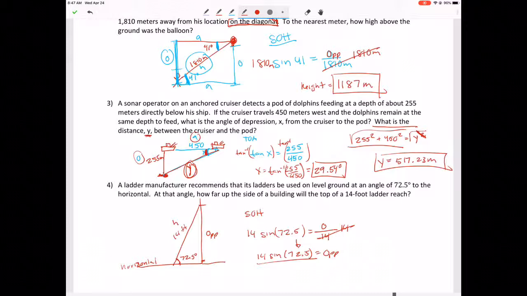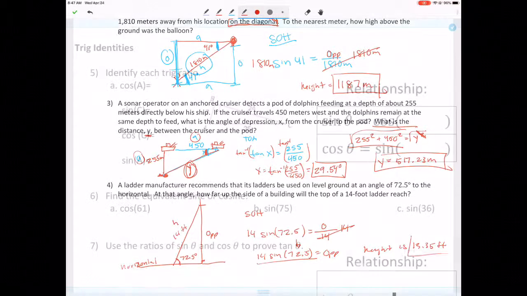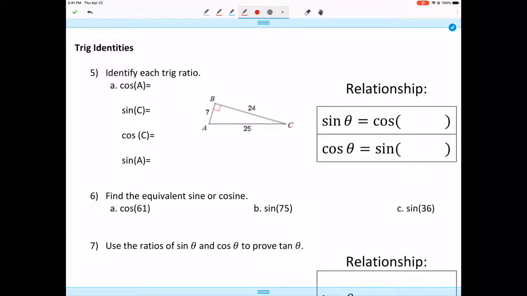And we'd plug that in our calculator, and we would get that the opposite side, or that height, is 13.35 feet.